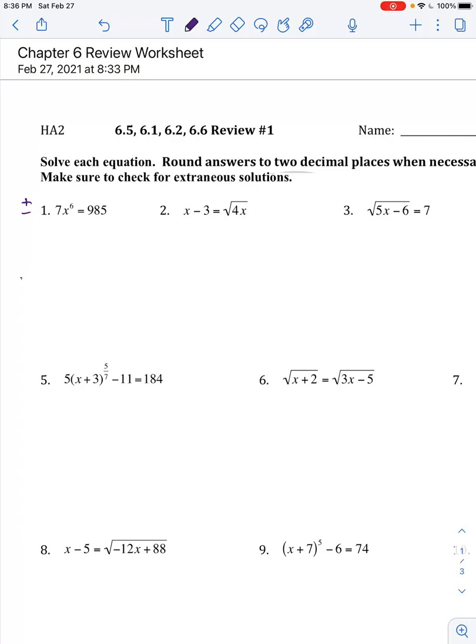All right, ladies and gentlemen, we are going to go through this review and you can just watch the parts that you need help with. Some of these solving problems were assigned a while ago, so you might need to go back and just make sure you still know how to do those.